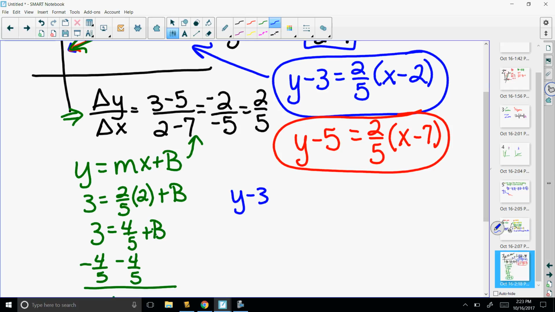Y minus 3 is equal to, that was really, my board's really slow today. Like I said, I need to get rid of those videos. It's taking up a lot of space. 2/5 times x minus 2.